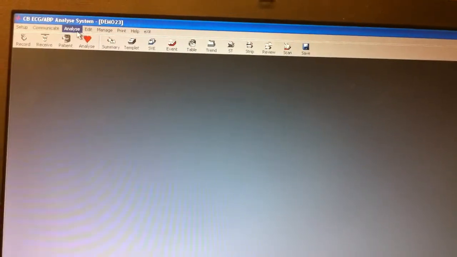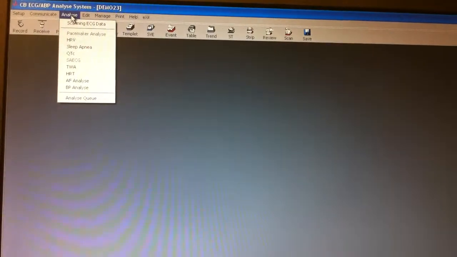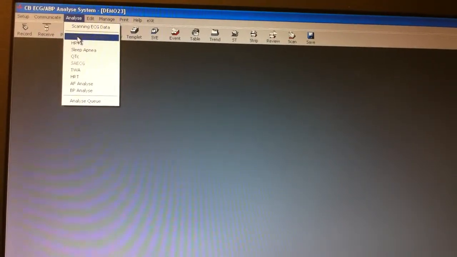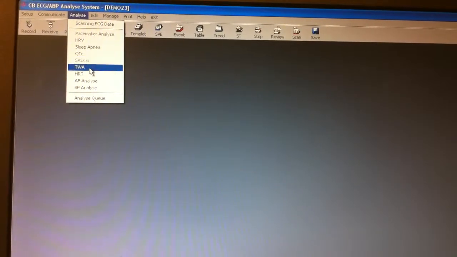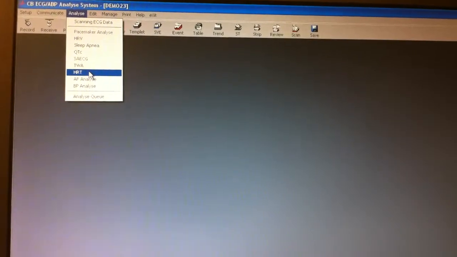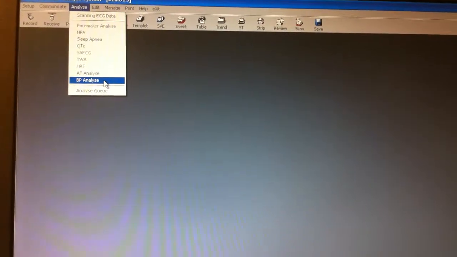We go this time to the Analyze tab on the topmost menu, and here's where you also find pacemaker analysis, heart rate variability, QTC, signal average ECG, T-wave alternans, heart rate turbulence, atrial fibrillation analysis, and blood pressure analysis.